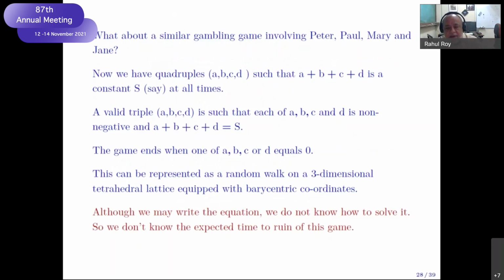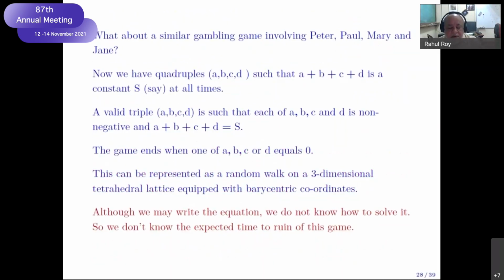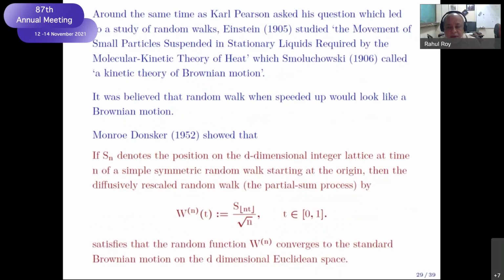And what can we say if we increase the number of persons? If we have Peter, Paul, Mary, and Jane, we could have done the same kind of analysis. We have a quadruple where A plus B plus C plus D is a constant, and then the entire random walk would be in a tetrahedral lattice. And again, here we can give barycentric coordinates. However, we may also write the equation as T of A, B, C, D as 1 plus 1 over 12 of something. Unfortunately, we do not know how to solve it. So we don't know how to get the expected time of ruin for this game. Going bankrupt is also called ruin in probability theory.